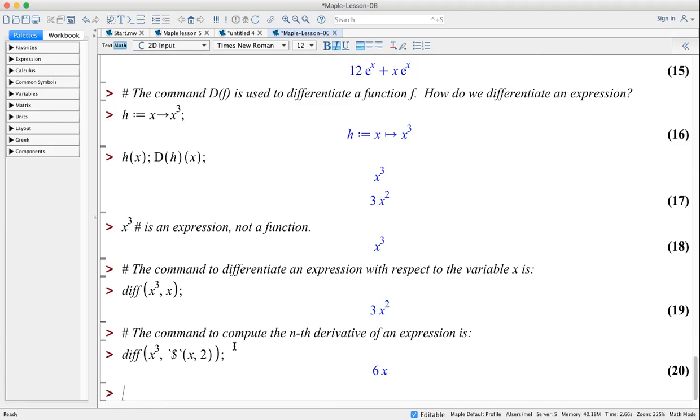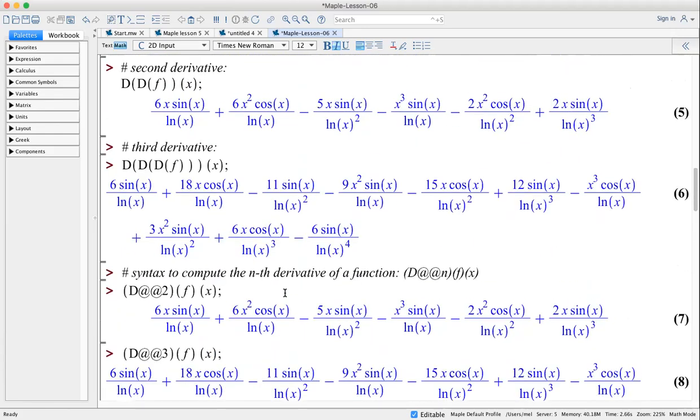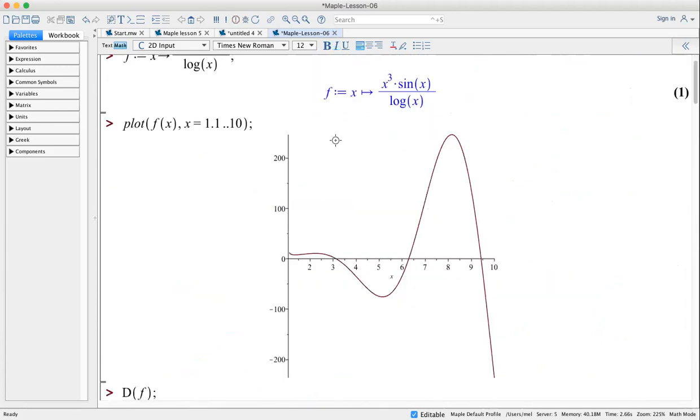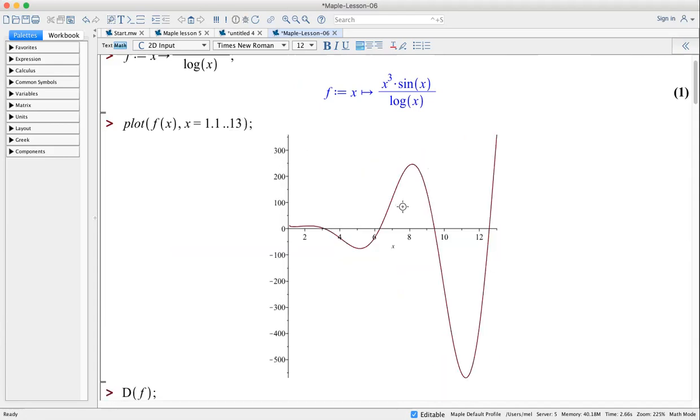An interesting problem is, let's go back to the function we started with. Here it is. This is my function f, which looks like this. And if you look at this function here, it's decreasing a little bit, goes up a tiny bit, comes down, goes up, comes down. Let me go a little further out, see what happens. Oh, it comes back up again.